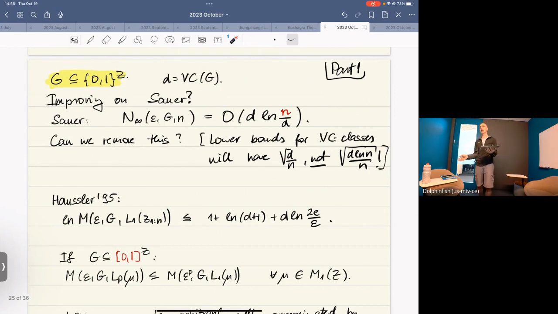You might suspect that you should be able to remove the log n. How do you remove the log n? So this log n was coming from Sauer's lemma. And okay, these guys figured it out, long story short. And part of the story is that you get better covering number estimates than what you can get from Sauer's lemma. And the storyline for that is the following.